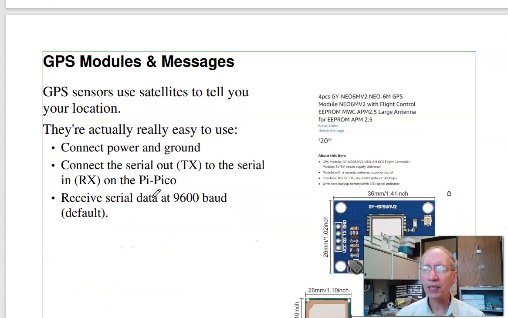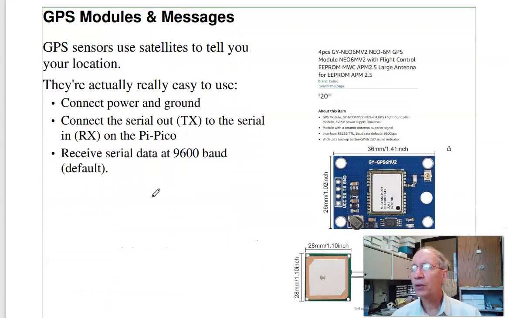So let's illustrate that. Using the serial port, let's read a GPS module. Now the GPS modules use the GPS satellites to tell you your location, and they're actually really easy to use. You just connect power and ground. They're actually fairly cheap. This is for 4 modules, so these are about $5 each. And actually we're getting really cheap.